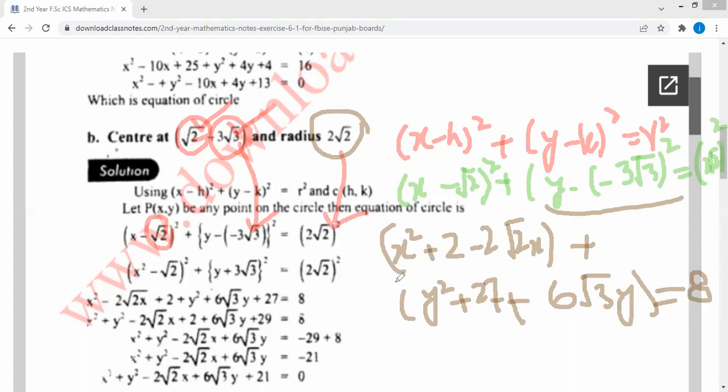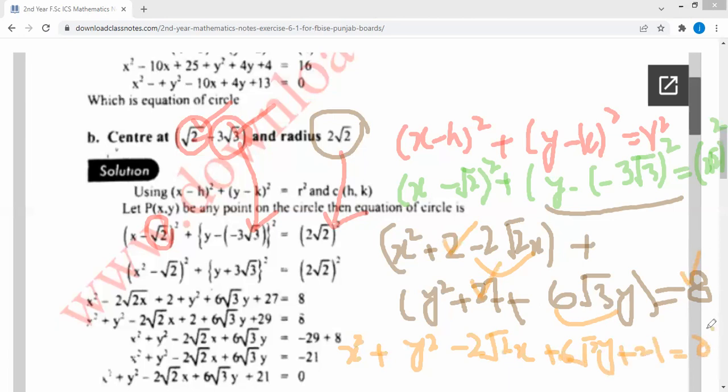Okay, so I have to write here that x square plus y square. Now the x term, that is minus 2 under root 2x plus y term is plus 6 under root 3y. Then I have to 27 plus 2, that is 29, and then minus 8, so it will be plus 21 equals to 0. This is the solution of this.